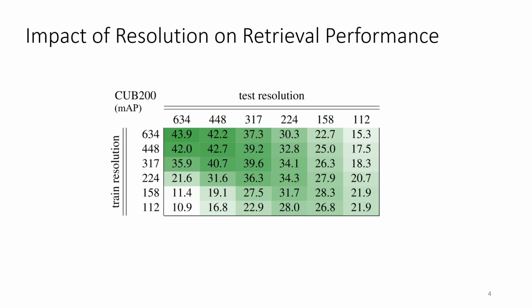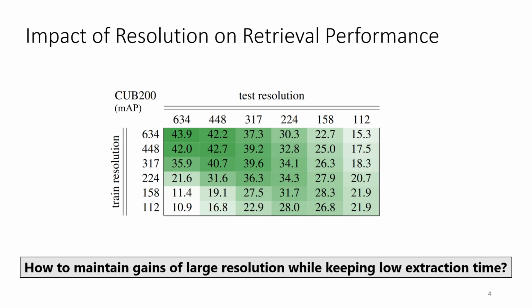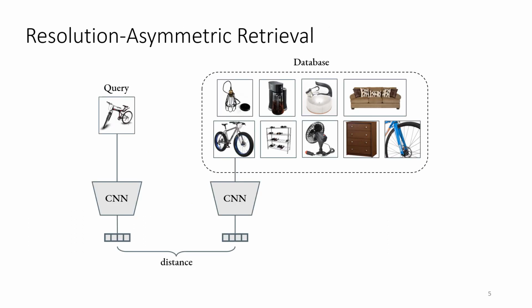Yet, the extraction time grows quadratically in the input resolution. How to maintain gains of large resolution while keeping low extraction time? We take advantage of the two types of images involved in image retrieval. We use large resolution for database images which are pre-processed, but decrease query time by processing the query image at smaller resolution. For instance, when querying from low-resource mobile devices.